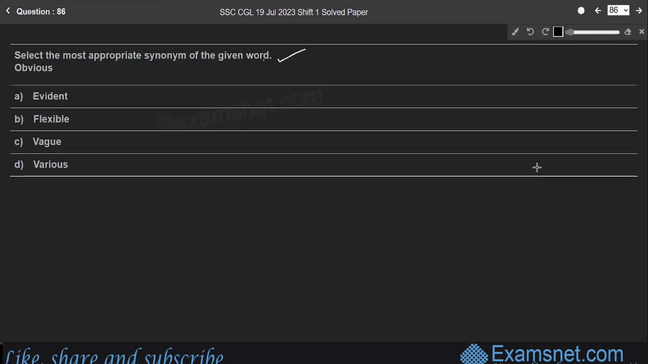Question 86. Select the most appropriate synonym of the given word. That means a similar meaning of the given word. Obvious. Here obvious means easily perceived or easily understood. For example, her doctor immediately noticed the obvious signs of the disease. So the similar meaning of obvious is evident here.